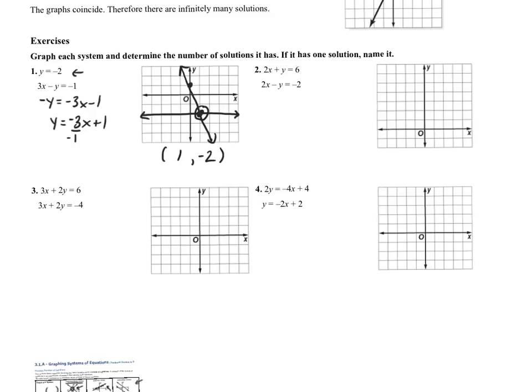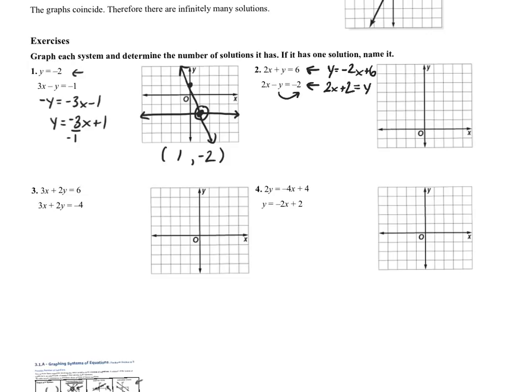Let's take a look at another one. Both of these lines are in standard form, so I'm going to put both of them into y equals mx plus b. In this case, I get y equals minus 2x plus 6. In this one, I'm going to take the y over to this side to make it easier to handle, 2x plus 2, and now I can graph both.